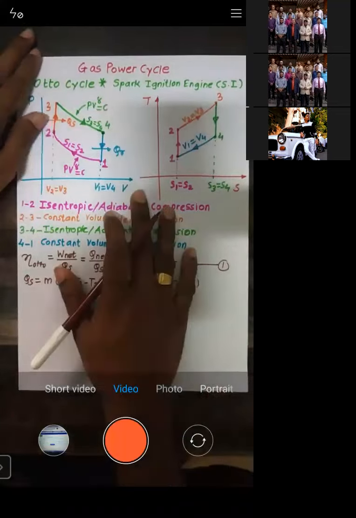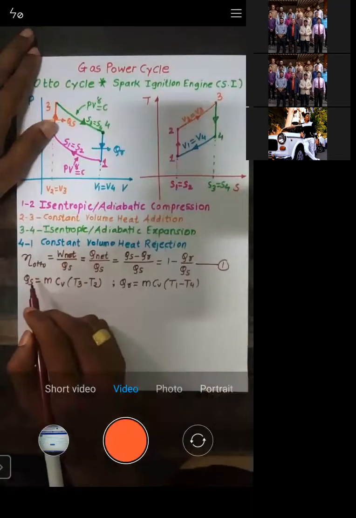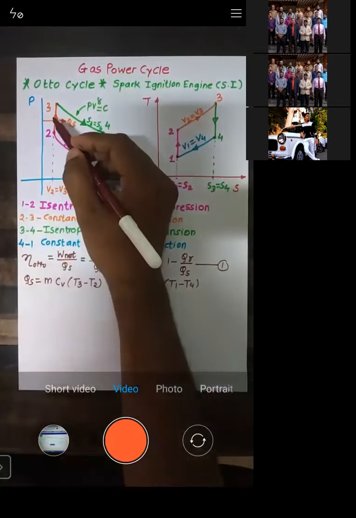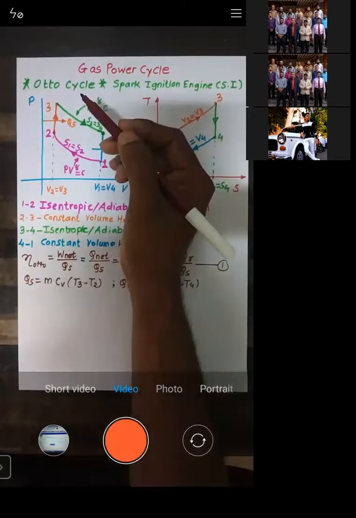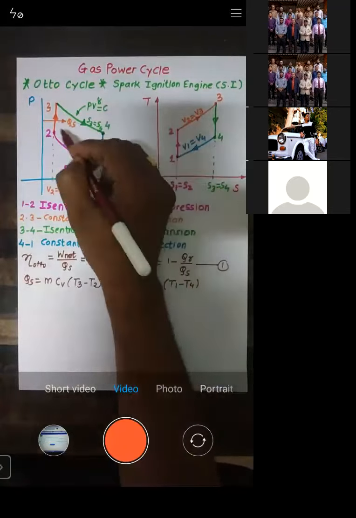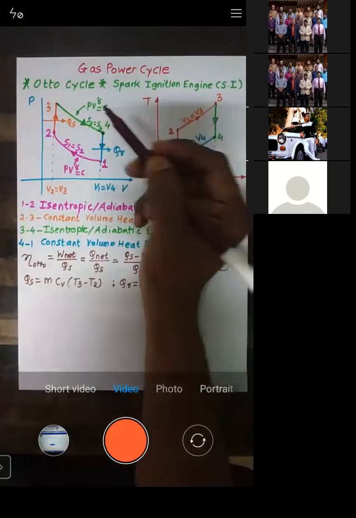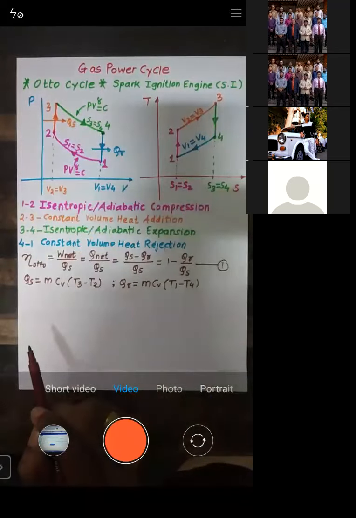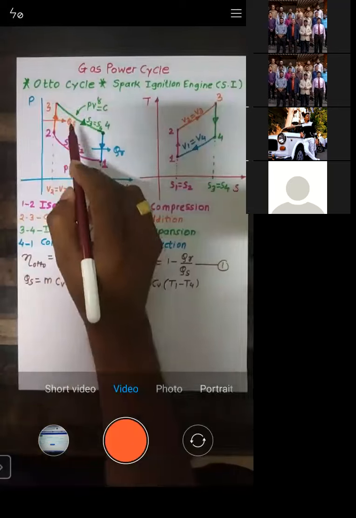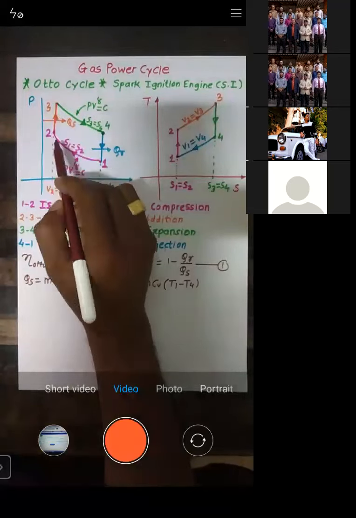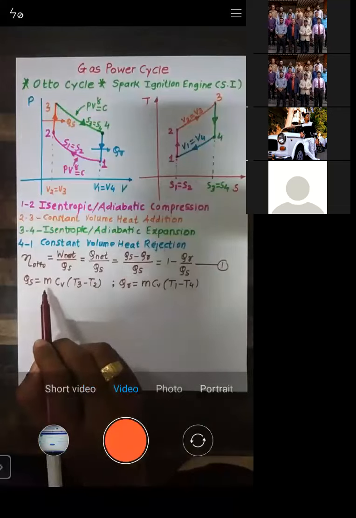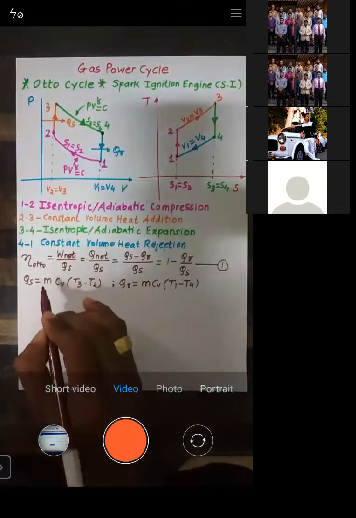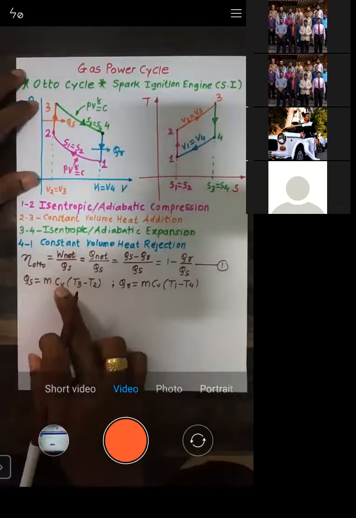All of you see here. How to calculate heat supplied? During which process is heat supplied? During the process 2 to 3, heat is supplied, and Qs is the amount of heat supplied. And heat is supplied at what? Constant volume. So when heat is supplied at a constant volume, the formula is m into Cv. If heat is supplied at a constant pressure, the formula is m into Cp. So it is m into Cv into T3 minus T2.